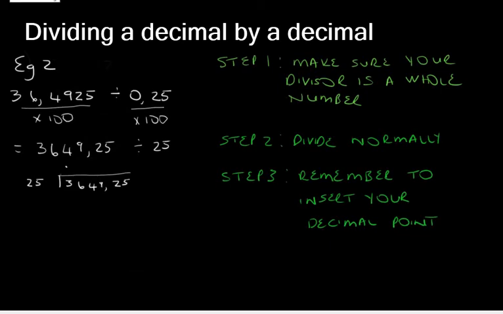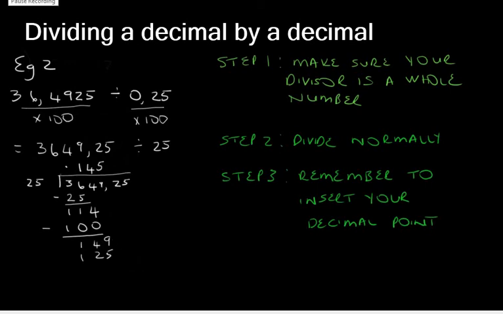So 25 doesn't divide into 3, but it does divide into 36. It divides into 36 one time, and we've got to multiply back, and now subtract and carry down. Now we have to subtract and bring down the 4. Now 25 divides into 114 4 times. When we multiply back, 4 times 25 is 100, and we need to subtract again. That will give us 14, and we need to bring down the 9.